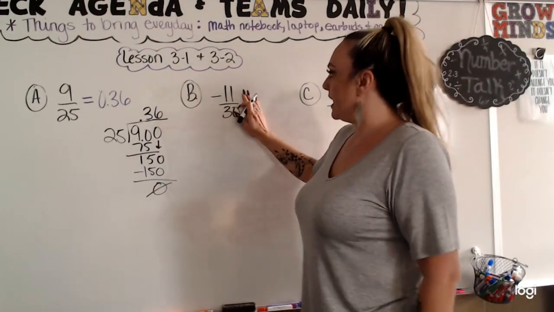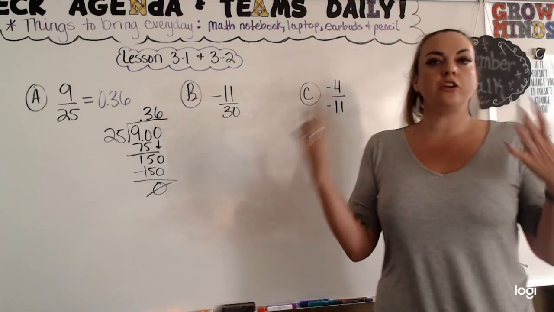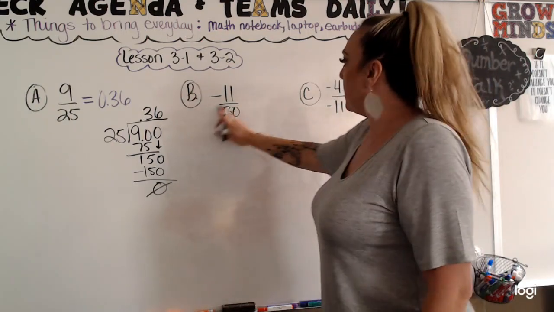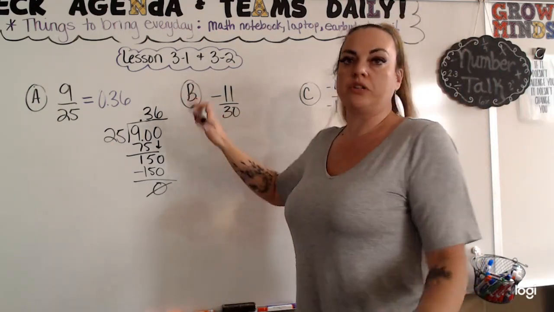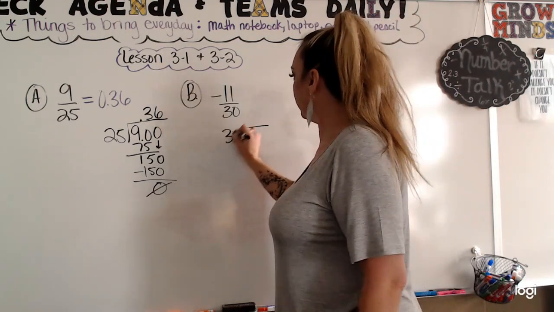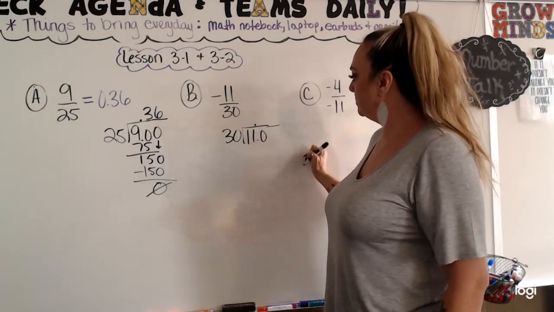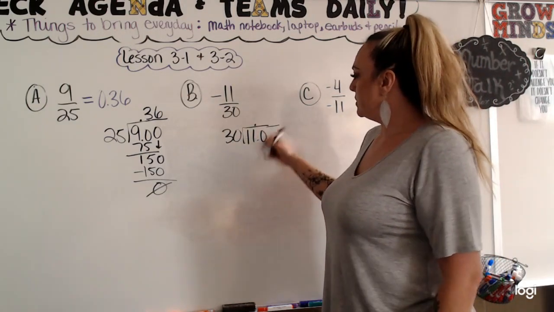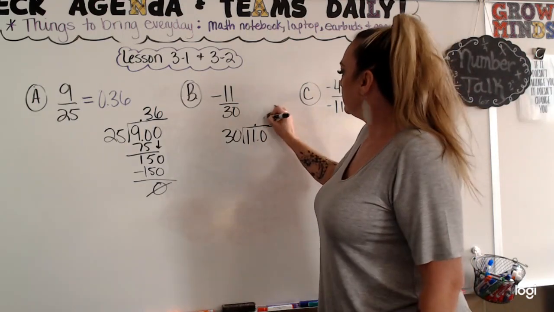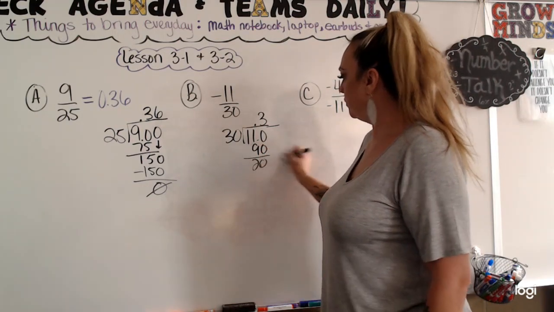In this case, I have a negative divided by a positive. So I should already know that this is going to be a negative answer. But I'm going to forget about the negative for now, and we're just going to work through this problem. So we have 11 divided by 30. I know 30 won't go in, so I add a decimal and a 0. This goes in almost 4 times because that would be 120. So it's going to be 3. That equals 90. And I have 20 left over.